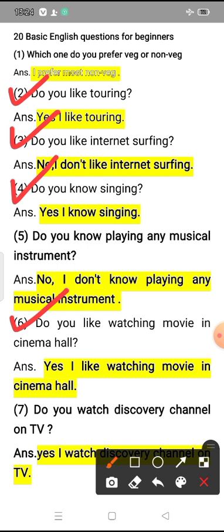Your seventh question is: do you watch Discovery Channel on TV? Guys, do you watch Discovery Channel on TV? If you watch Discovery Channel on TV, then you can say yes, I watch Discovery Channel on TV. If you don't watch, then you can say no, I don't watch Discovery Channel on TV.